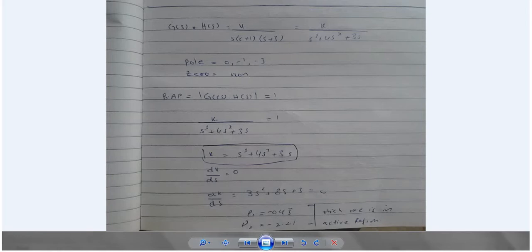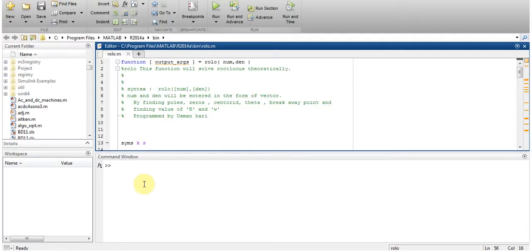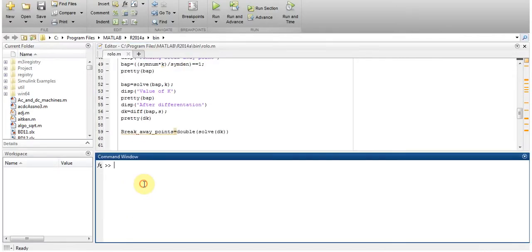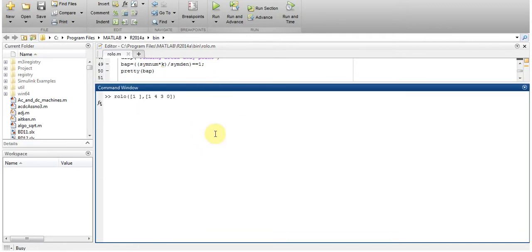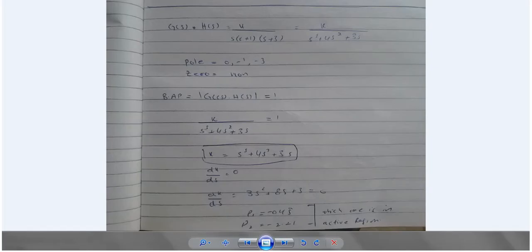So we have 1, 4, 3, 0. I will just say rlocus, and it will be added in the form of a vector. The numerator and denominator will be given in the form of vectors. So here we have only one, and here we have 1, 4, 3, 0, and hit enter. And after that, it will calculate each and everything, and we'll just compare it.